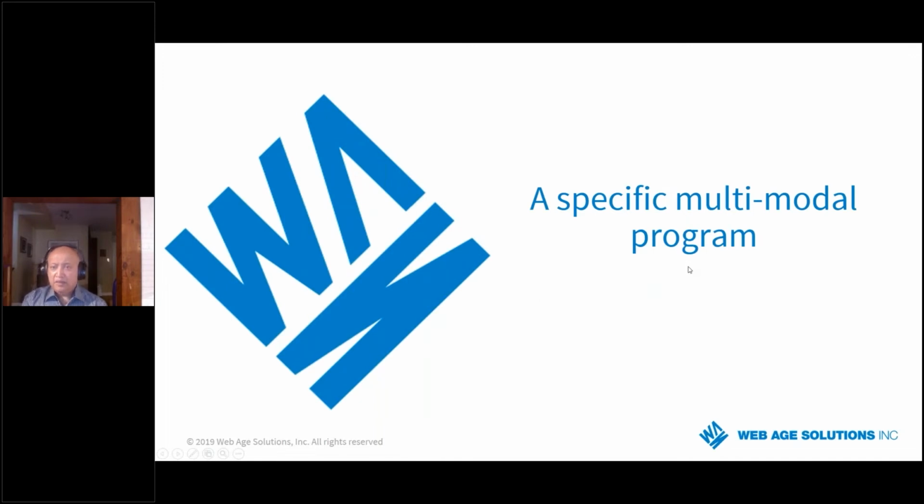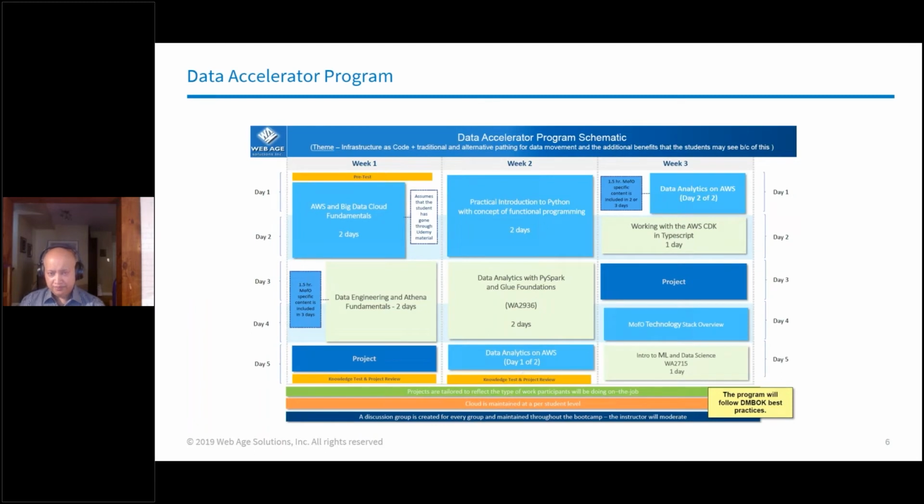So a specific multimodal program, how does that look? I'll start with the complete schematic that shows how the program goes from beginning to end. So this program is a 3-week program if you did it contiguously. And week 1, week 2, and week 3 are laid out here. As you notice, we start with the pre-test and end with the post-test. And there's a knowledge test and project review at the end of first week and at the end of second week.